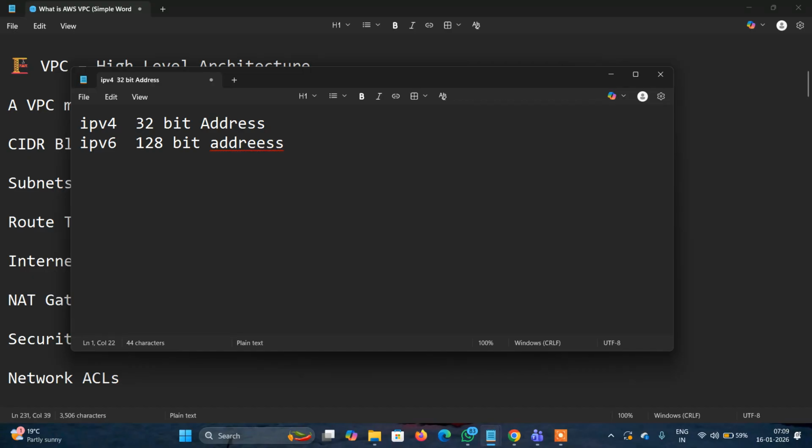Right now it is the IoT era. Each and every device needs an IP address. The present IP addresses are not enough to cope with future demand. That's why they're shifting to IPv6. Understand?